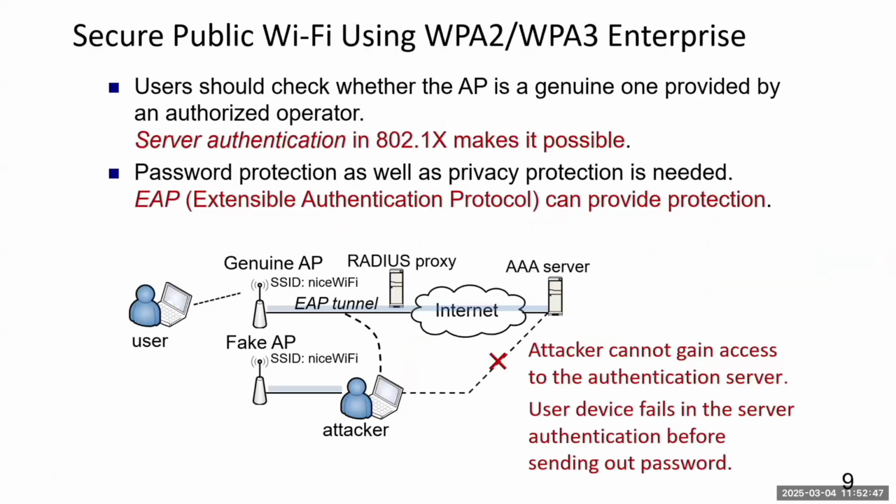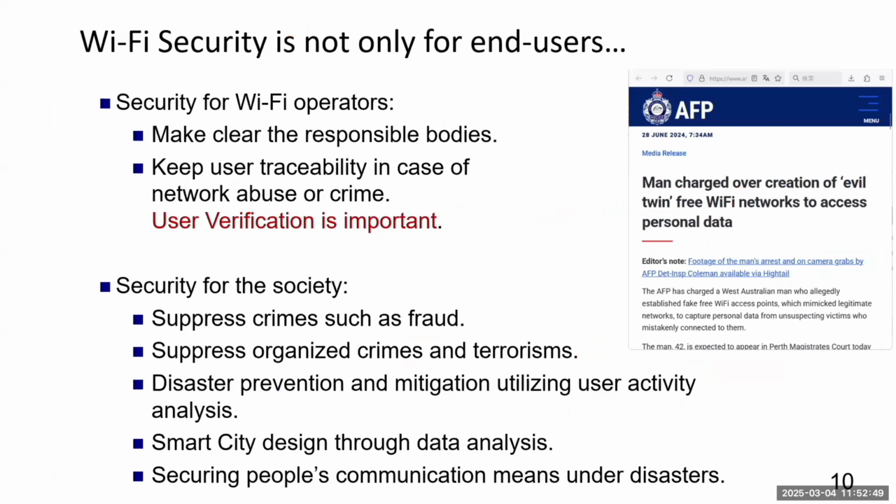But Wi-Fi security is a problem. Last year, an Australian man was arrested. Man charged over creation of evil twin free Wi-Fi networks to access personal data. So he put an evil twin access point at the airport and tried to do something very bad.